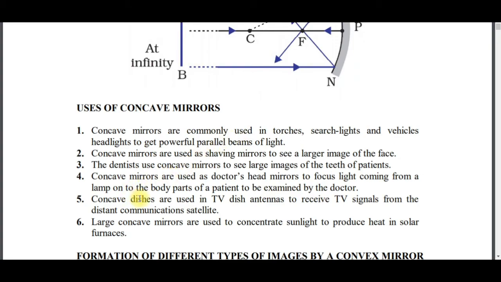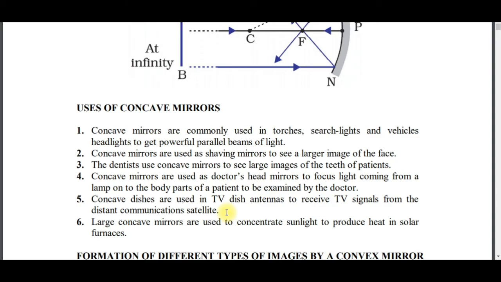Next, we can see concave dishes are used in TV dish antennas to receive TV signals from the distant communication satellites. Many of you may be having the dish TVs, okay, Tata Sky and all those things. They have this concave shape. Why? Because, and they have a stick in front of it which has some sort of mic shape. Okay, that is the receiver. उसके अंदर एक receiver होता है. So all the rays, the radio signals that are coming from the satellite in space, will fall on the dish antenna, and it is focused because it is concave. It is focused at that receiver, and it is converted to the TV signal channel.